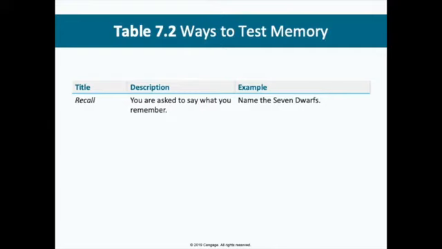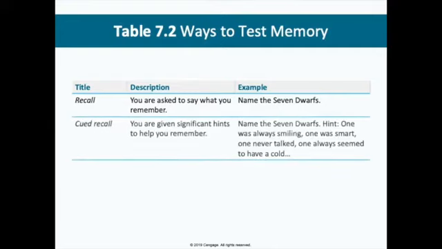Slide 34. Accuracy improves with cued recall, in which you receive significant hints about the material. So the example here using the seven dwarfs. If you're given a hint like, one is always smiling, one is smart, and so on, it might be a little easier to list the seven dwarves than if you were asked to just name them cold.